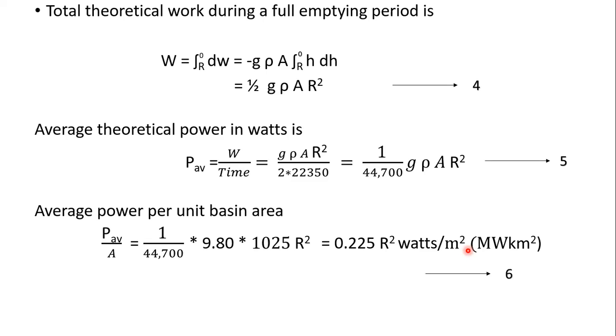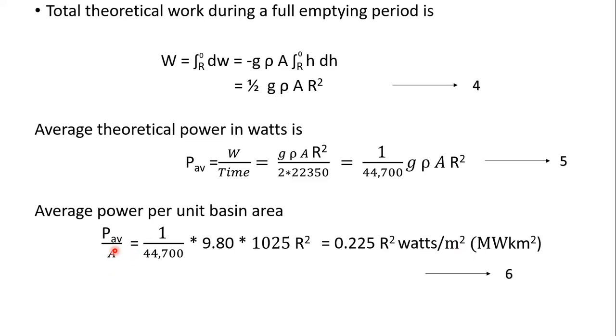So this is the average power per unit basin, per single basin. P average by A is per unit basin, that means A in the denominator means unit basin. So this is the power generated by a real tidal system.